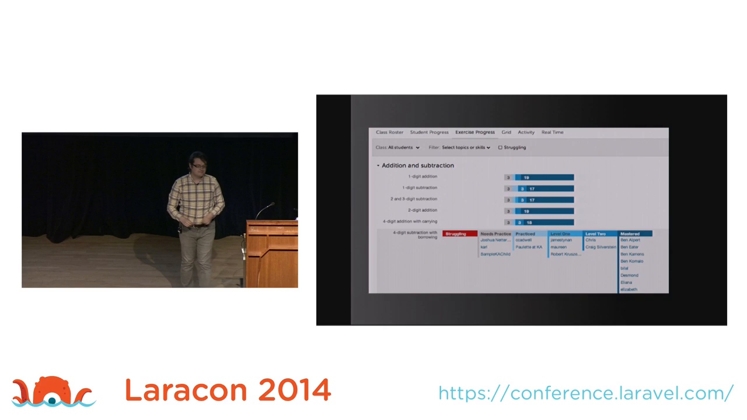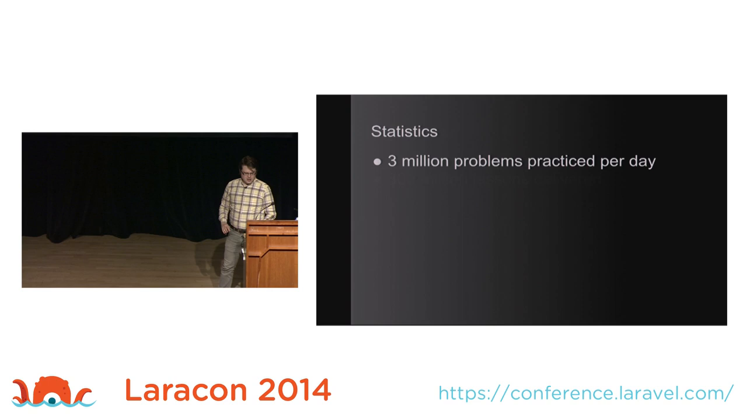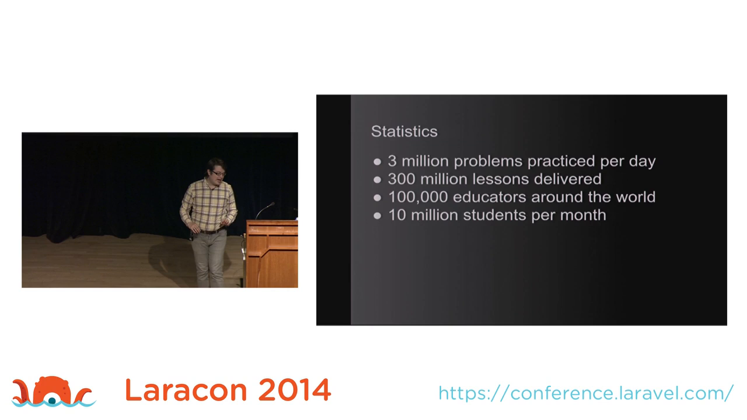So just some stats. Currently, we have about 3 million problems being done per day, about 10 million active students per month. And this is primarily students who are K through 12 age range, although we do have adult learners, absolutely.